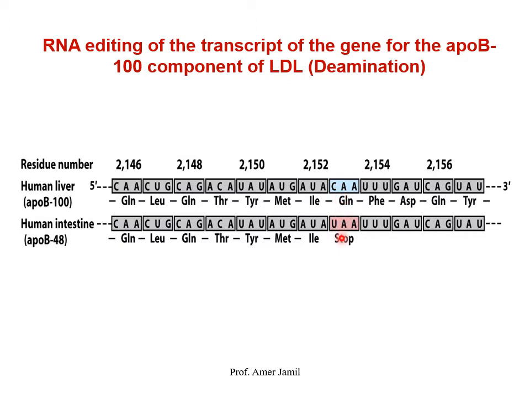If U is there, it becomes UAA, which is a stop codon. So you get a shorter protein in human intestine as compared to the human liver, where this is not the stop codon and translation will go on. You can also see the difference in their molecular mass. So it means there is regulation at the translation level as well, where this editing in the messenger RNA makes a different protein in different tissues depending on the need of the cells.